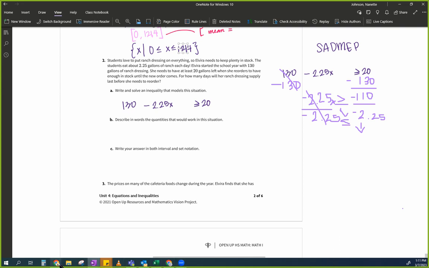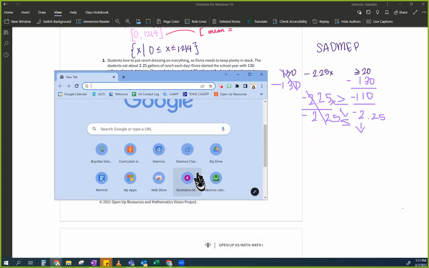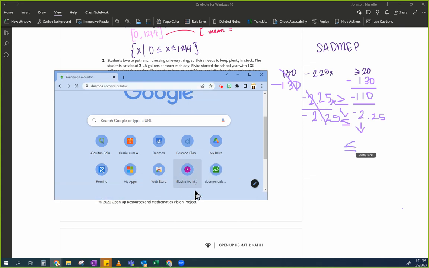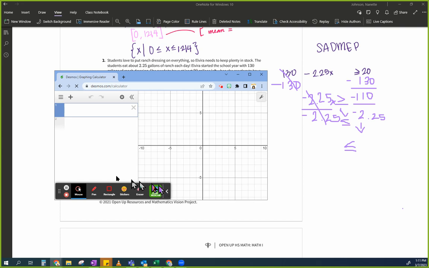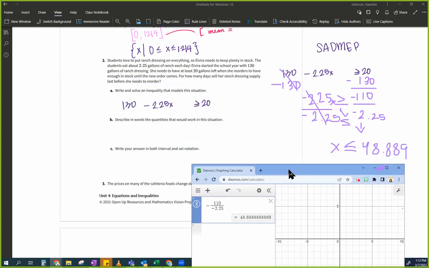So whatever that is, I'm going to just pull up a calculator because I don't know that off the top of my head. So negative 110 divided by negative 2.25. So it's that number. So notice the symbol does change. Yeah, I'd put 89, or I'd put another 9 right there. So, okay, that's the answer.